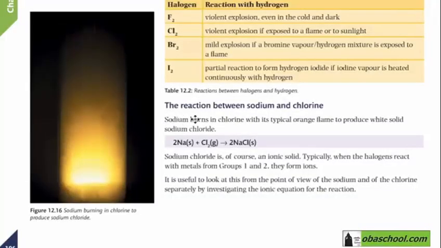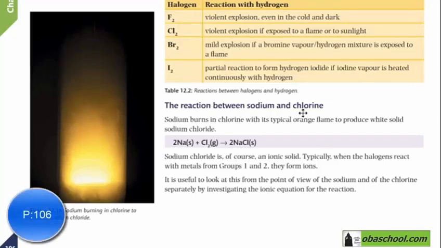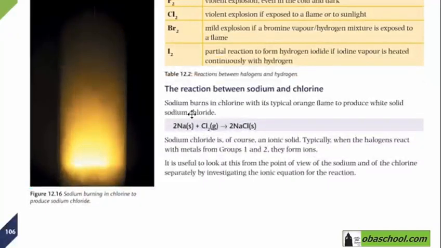Now we'll explain the reaction that happens between sodium and chlorine. Page 106. Sodium burns in chlorine with its typical orange flame to produce white solid sodium chloride. The reaction of sodium with chlorine produces sodium chloride. We are going to see the equation, how this reaction happens between them.